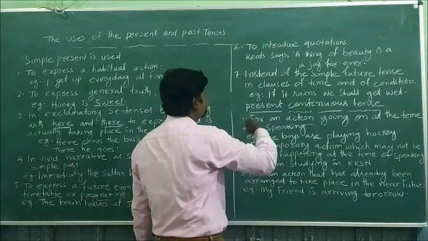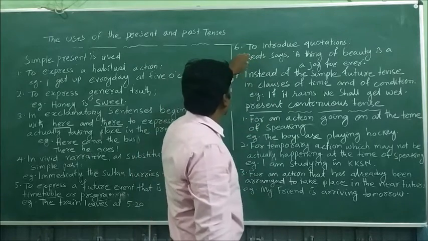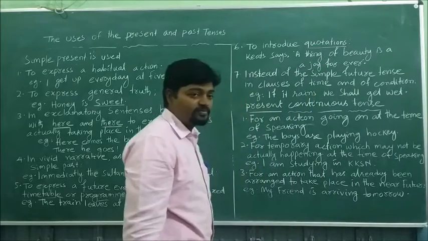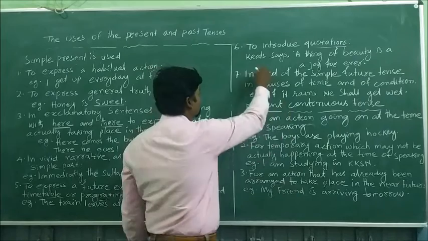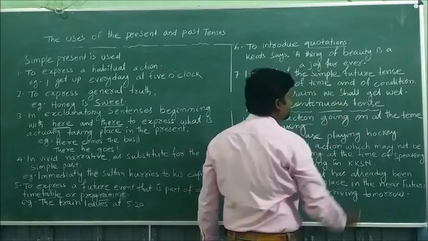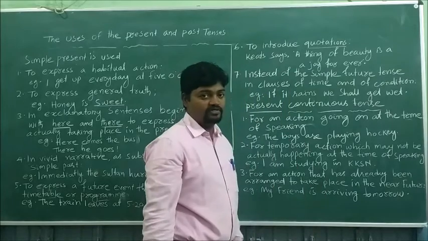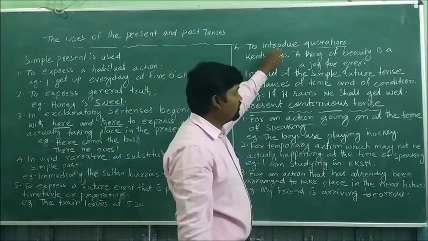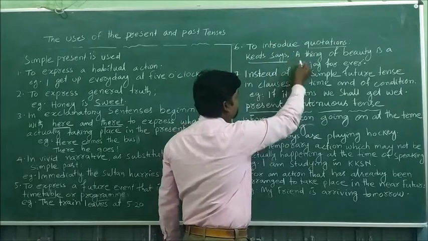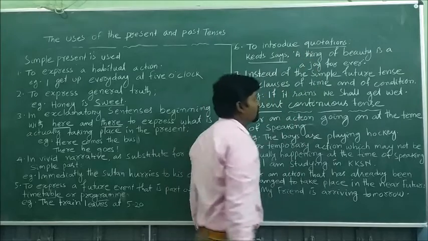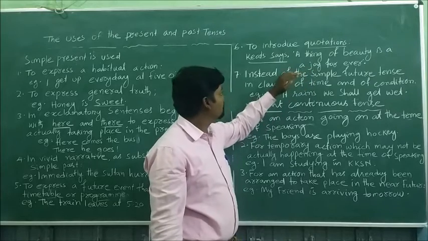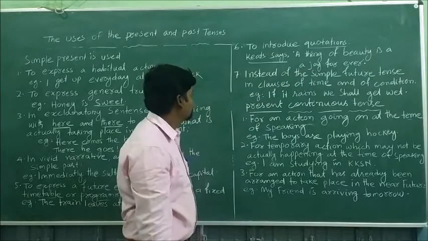Example 6: to introduce quotations. If somebody speaks, suppose Shakespeare or John Keats. John Keats says, "A thing of beauty is a joy forever." Whenever we introduce quotations like Keats says, followed by the quotation, we use simple present tense.